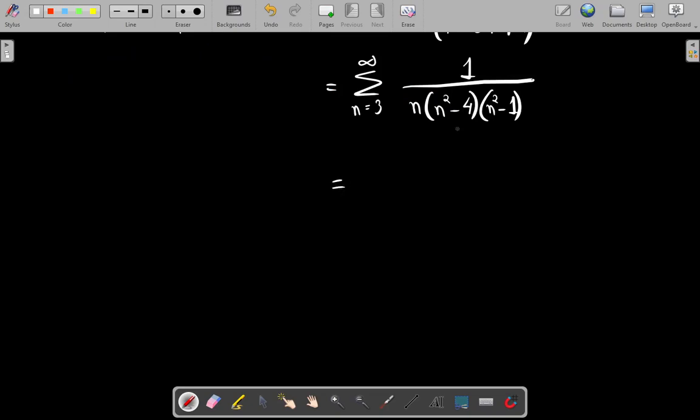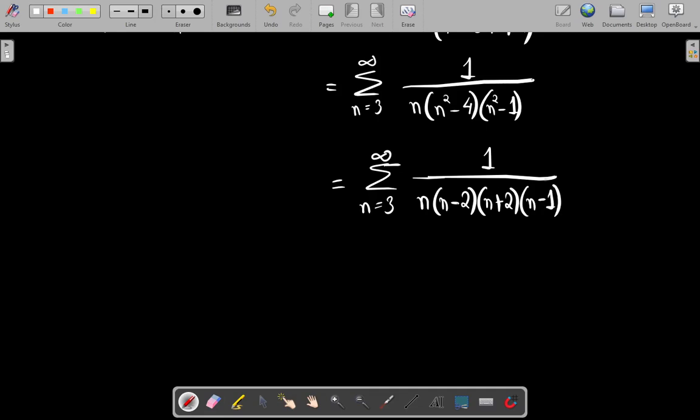Now this can be further factorized as this is a square minus b square. Okay, so we can further factorize it, and this becomes 1 upon n times n minus 2 times n plus 2 times n minus 1 times n plus 1. Okay, so there are 5 terms in the denominator. This is the largest term, right? n plus 2 is the largest of these 5 terms in the denominator, and this is the smallest, n minus 2.